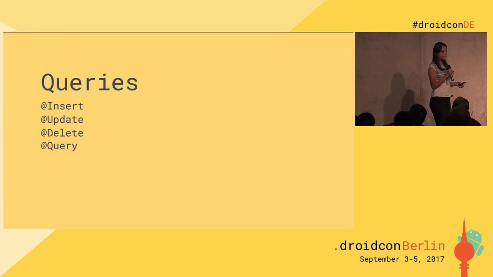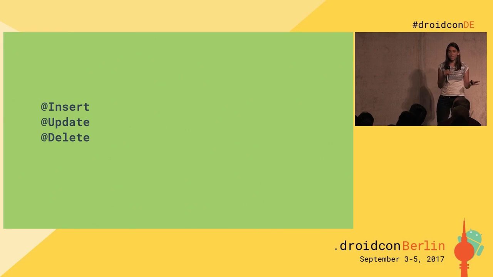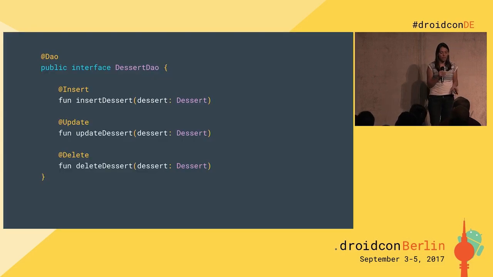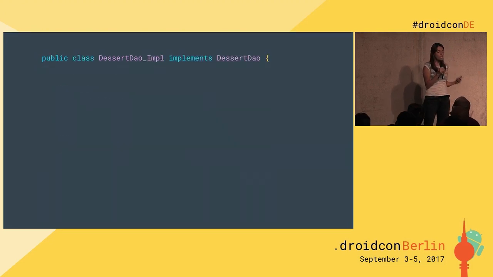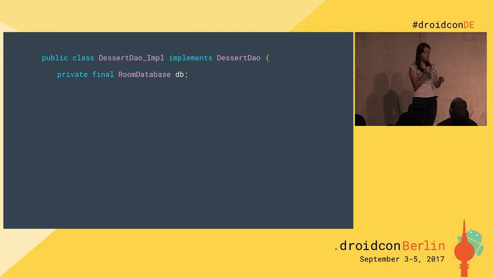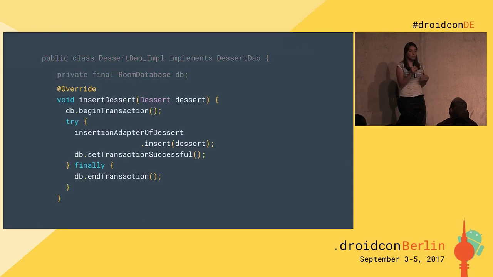OK, let's see what's up with these queries. So let's start with insert, update, and delete because they work quite similar. So what's going on under the hood? What Room does is provide the implementation for this class. It will generate it for you. And it will work with a Room database, which is actually an instance of the database that you defined before. And it will implement that method for you.